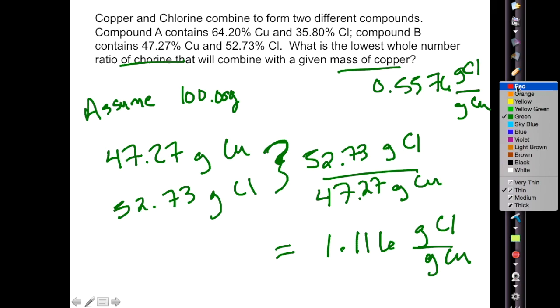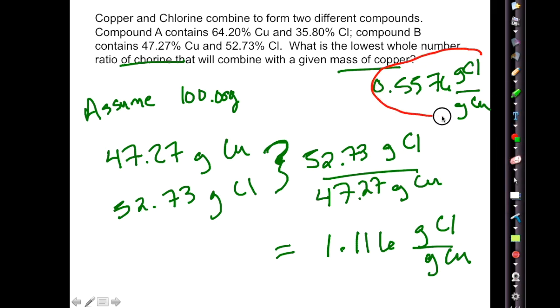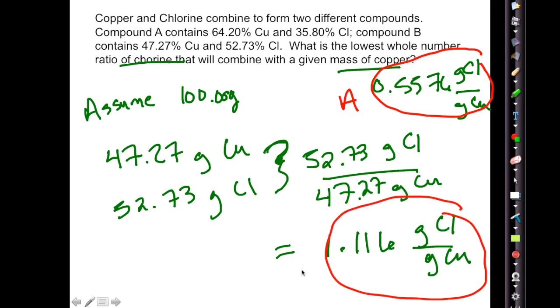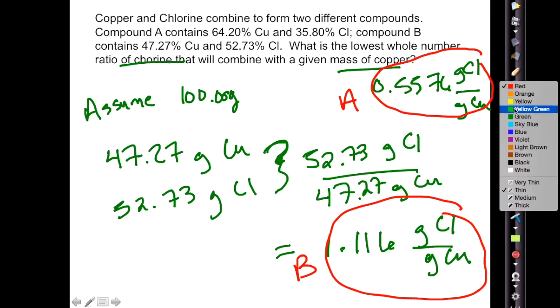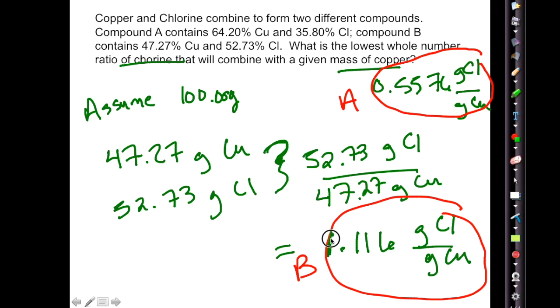So now I have the ratio of grams chlorine per gram copper for compound A, 0.5576 grams chlorine per gram copper, and compound B, 1.116 grams chlorine per gram copper. That's compound B. And let's make sure everybody can still see the 1 here. That is 1.116 grams chlorine per gram copper. Now, I'm not done. I have the mass chlorine per given mass copper ratio for both compound A and compound B, but what I now need to consider is the law of multiple proportions, which says that these mass ratios should reduce to a simple whole number ratio. So let's take a look at how we do that.